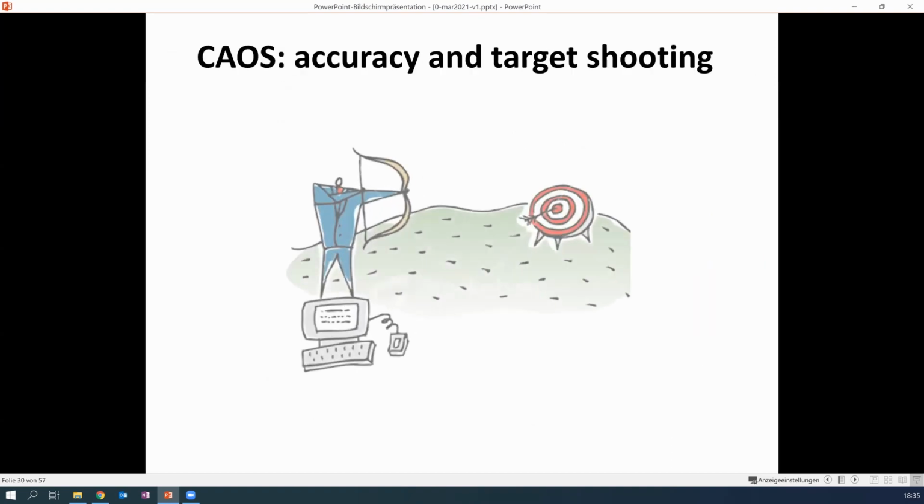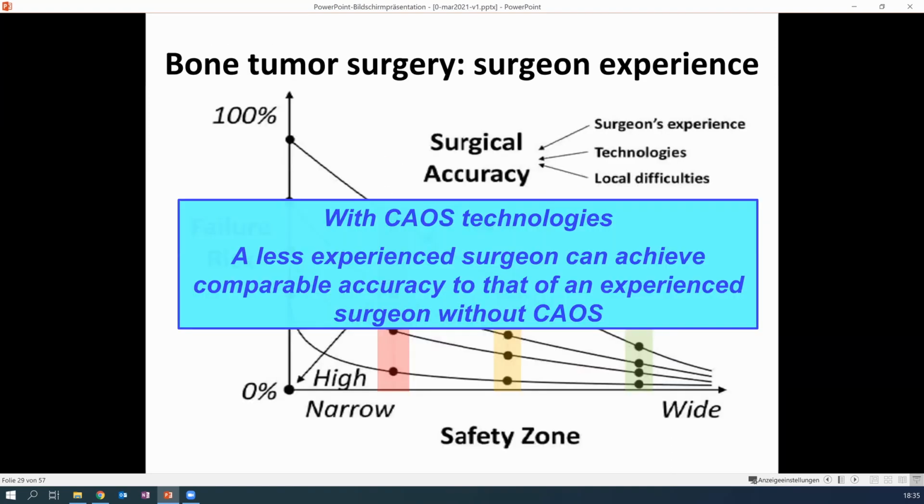So what is the take-home message of this part? I showed you an example in which it was difficult to relate the functional outcome to the technical parameters we could measure. And I showed you a second example in which it's very well defined, because we define what is the safety zone, and then we can measure all the other parameters, and we can very nicely quantify all the parameters that are necessary.